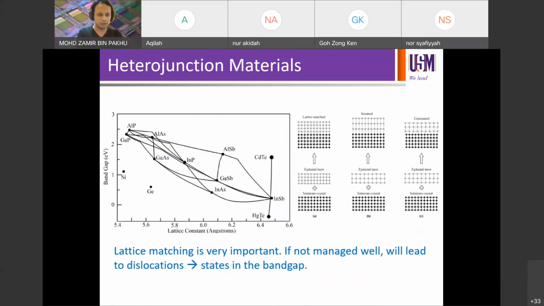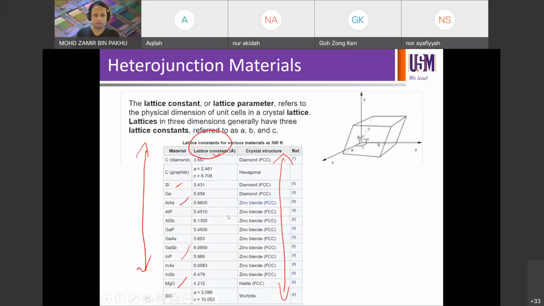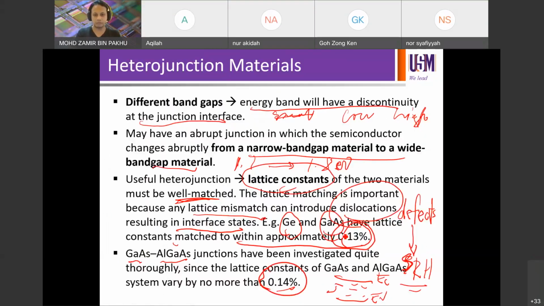So germanium is here. The band gap is about 0.7. On the y-axis is the band gap, and lattice constant on the x-axis. You need these two parameters to decide the matching. Gallium arsenide is here. The band gap is about 1.4 on the y, and the lattice constant is pretty close. Germanium is here, gallium arsenide is here. They are quite close together. Therefore, these will result in the small percentage given on the previous page, 0.13%.